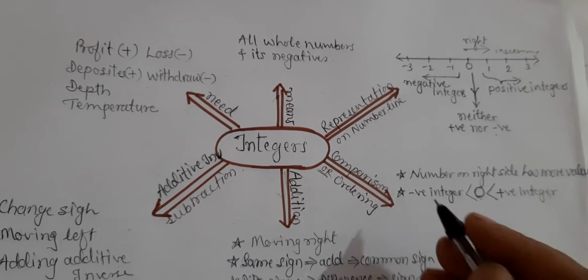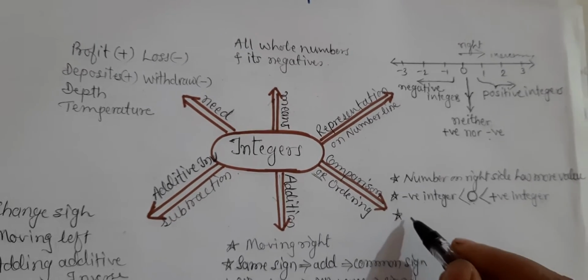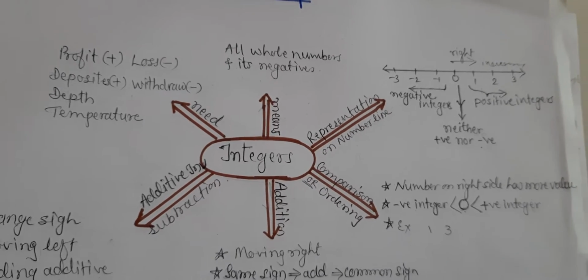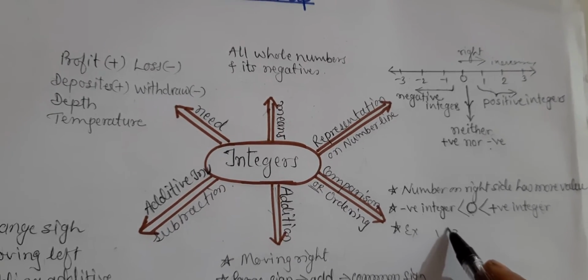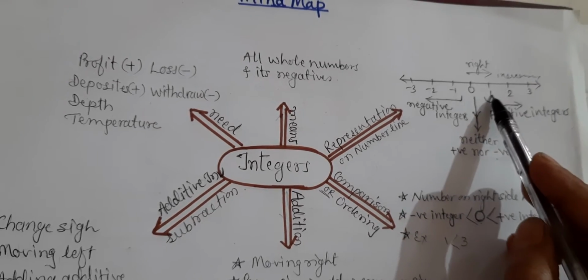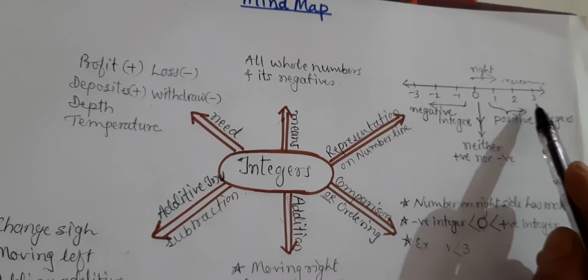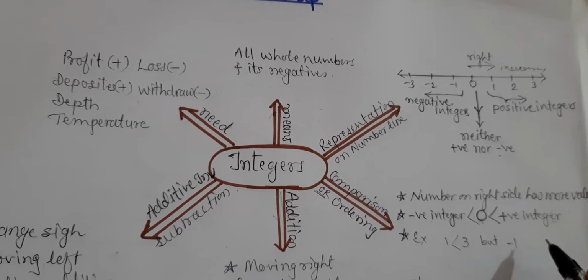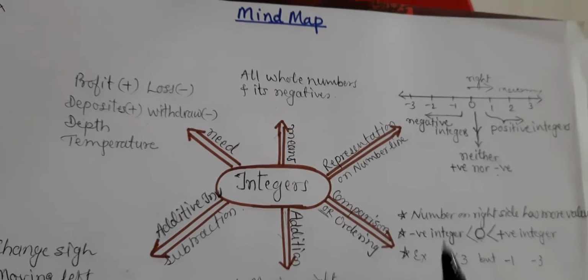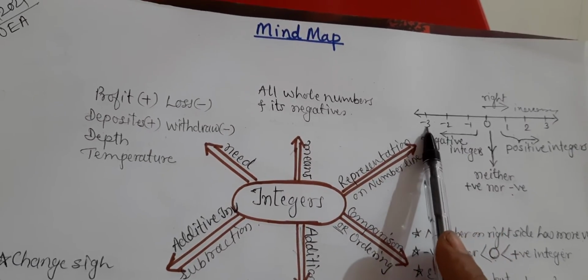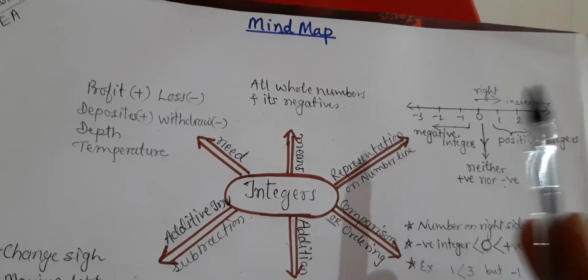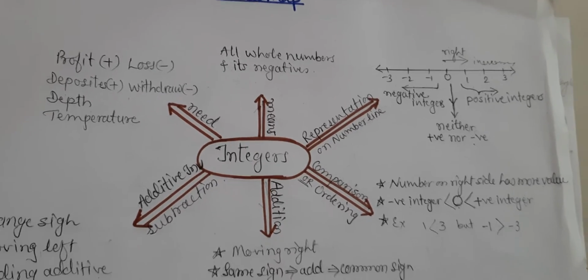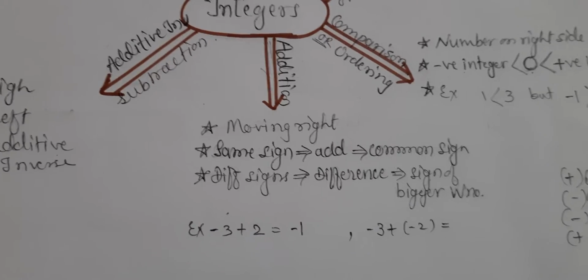Now to know that, here I will give you an example. For example, if you are going to compare 1 and 3, we know that 1 is less than 3 as it is situated to the left. Situated left means less value, situated right means more value. But if we are going to compare -1 and -3, now here we can see -1 is to the right of the -3, and hence we can say that -1 is greater than -3. So that way we can compare.